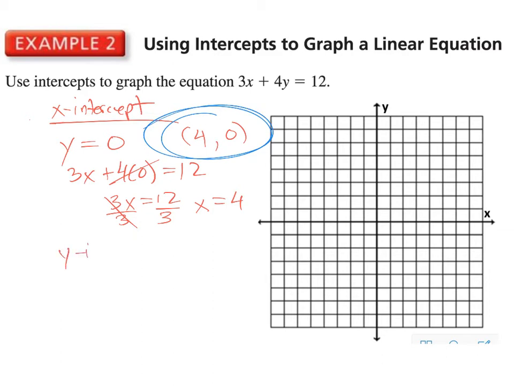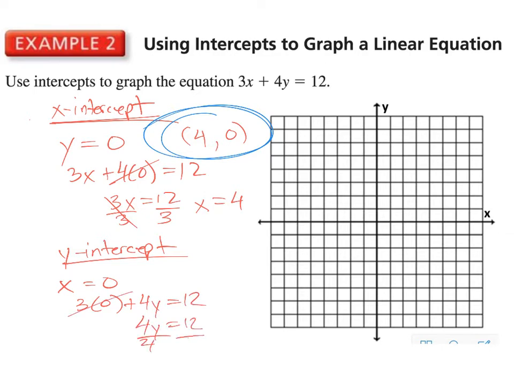You need to figure out the y-intercept as well, meaning where the graph crosses the y-axis. Once again, I set the opposite variable equal to 0. So I end up with 3 times 0 plus 4 times y equals 12. 4y equals 12, divided by 4, y is equal to 3. So I end up with 0, 3 for my y-intercept. Another important piece of information.